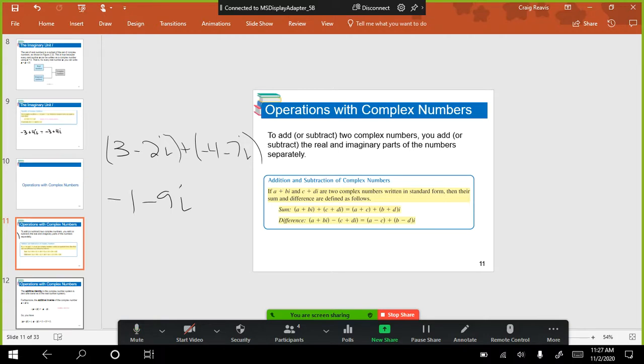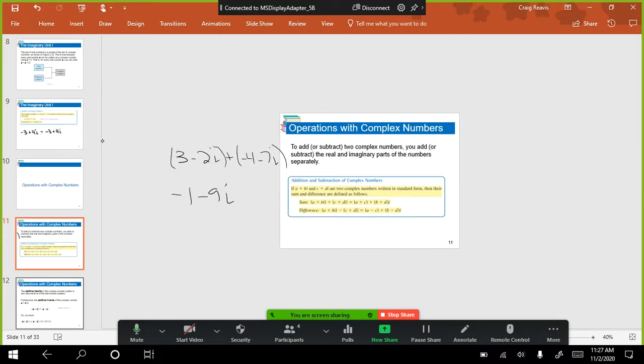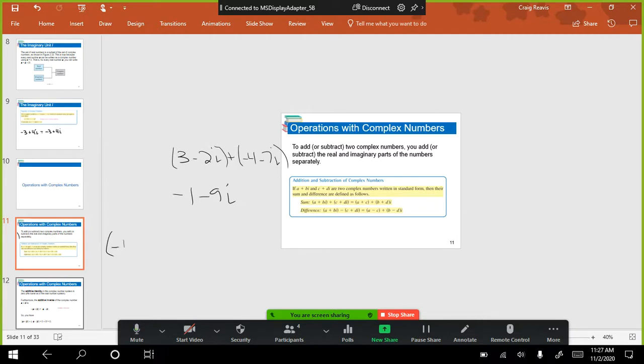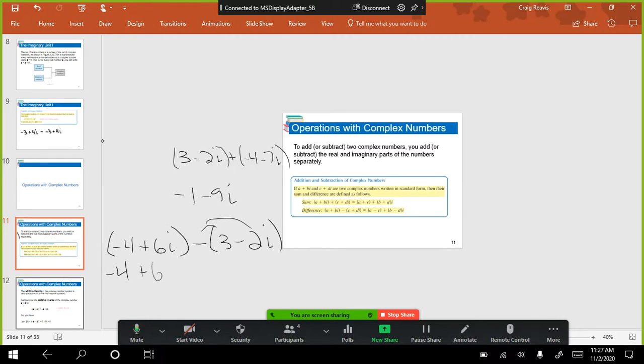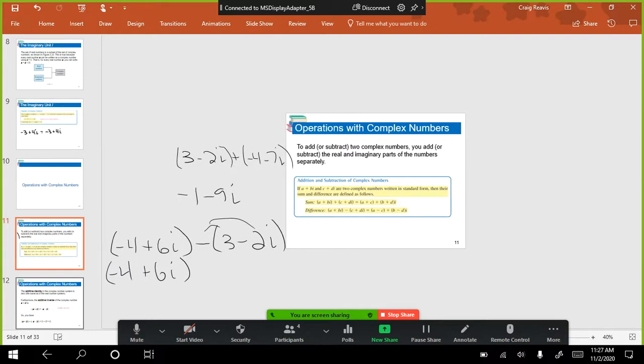Make sure if I do have, let's say, -4 plus 6i minus 3 minus 2i, if I am subtracting, that negative does need to be distributed to both parts of that complex number. So that would become -4 plus 6i. And when I distribute that negative through there, that's going to be -3 plus 2i, right? And then -4 minus 3 is -7. 6i plus 2i is 8i.